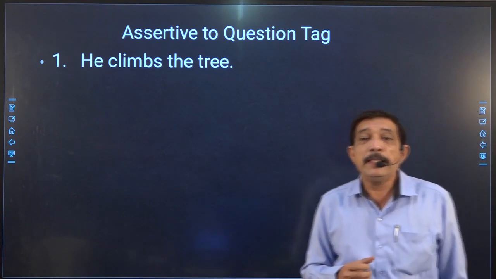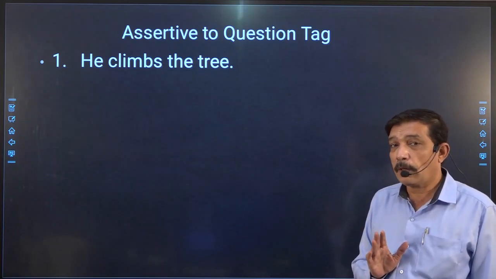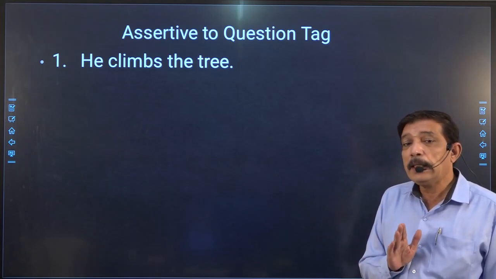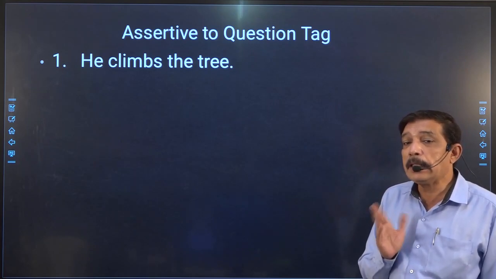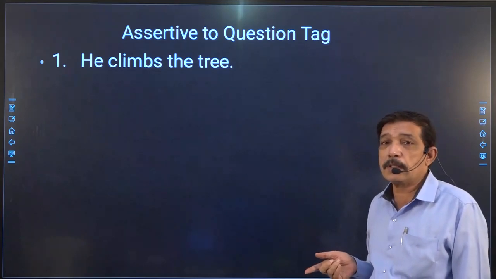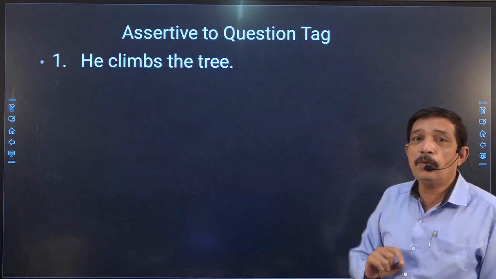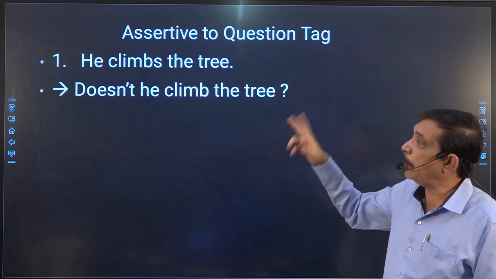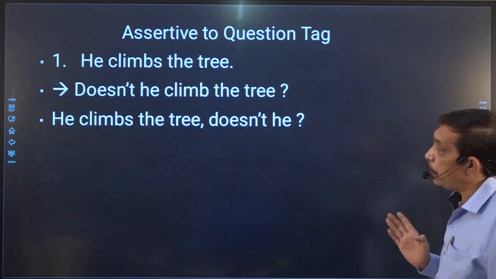Some of the exercise part, he climbs the tree. Now no helping verb is there, that means we have to use the do form. Right, now climbs, it is present tense. So what is the present tense of do form? Does. So negation is not there, we have to use the negation. He climbs the tree. Doesn't he climb the tree? Here it will not be climbs, it will be climb. That s that we use in present tense for verb climbs, that s will be removed from climb and will be added to the do form, that the do form becomes does. So he climbs the tree. Doesn't he? That doesn't he, the same thing is to be added as question tag. Right, he climbs the tree. Doesn't he?